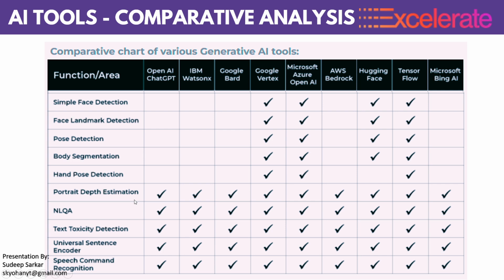Portrait depth estimation, NLQA, text toxicity detection, which is basically similar to text classification, also similar to spam detection in email, universal sentence encoder, speech command recognition. So all the speech related things, universal sentence encoder, speech command recognition, text toxicity detection, can easily be done by almost all of these tools. But on the other hand, most of the text to text generative AI tools, most of the conversational generative AI tools, are not that good with image related things.